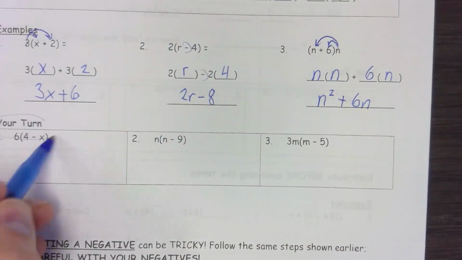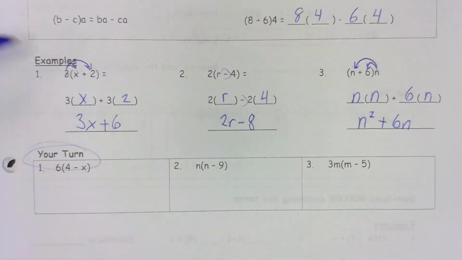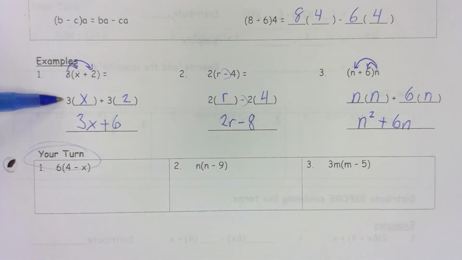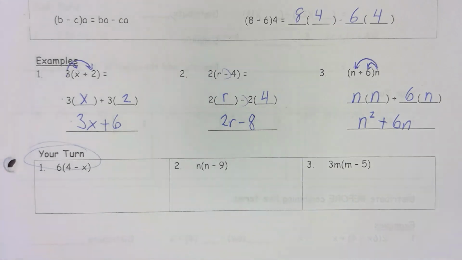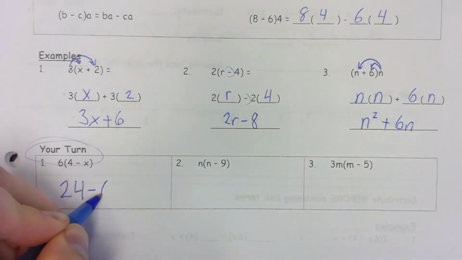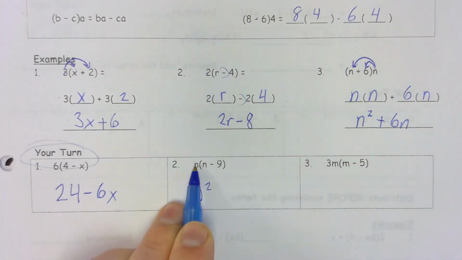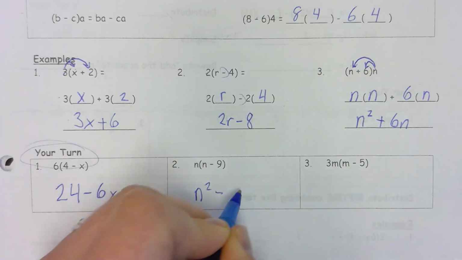So anytime you see the word "you try," I want you to pause the video and try, and then watch me to make sure you did it right, okay? So you are pausing right now, you are trying, and then you're going to check the work based on what I did. I'm skipping this step for the "you try," okay? So I'm going to just jump to this step, and you're just checking your work. So 6 times 4 is 24, minus 6 times x is 6x. N times n is n squared, minus n times 9 is 9n.